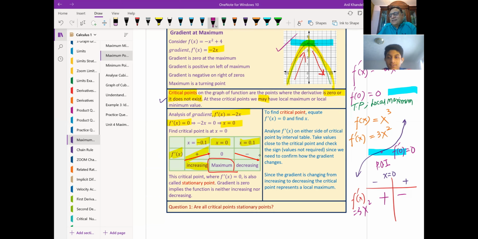Always increasing. So basically, it is increasing and then again increasing. You get the idea. So it is not increasing then decreasing, or decreasing then increasing. That means it is not a turning point. You get the idea?